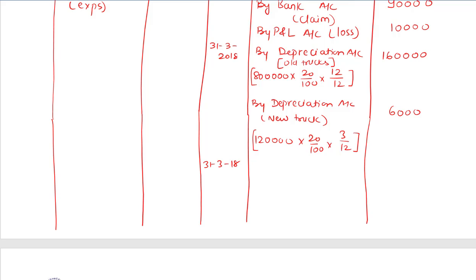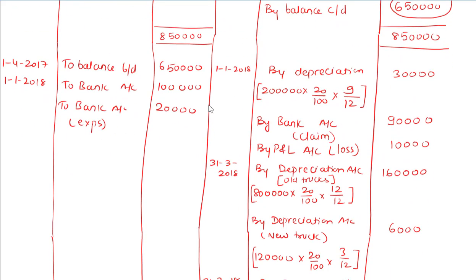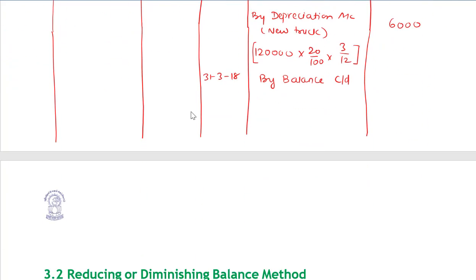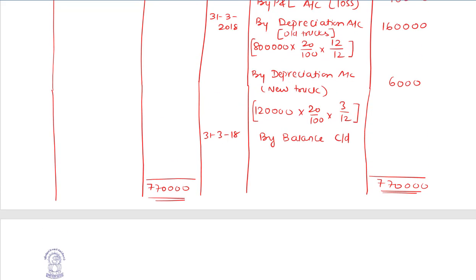31st March 2018, the closing balance would be by balance carried down, but we need to total it first. 6 lakh 50,000 plus 1 lakh, 7 lakh 50,000 plus 20,000, 7 lakh 70,000. I believe this is clear. 7,70,000.